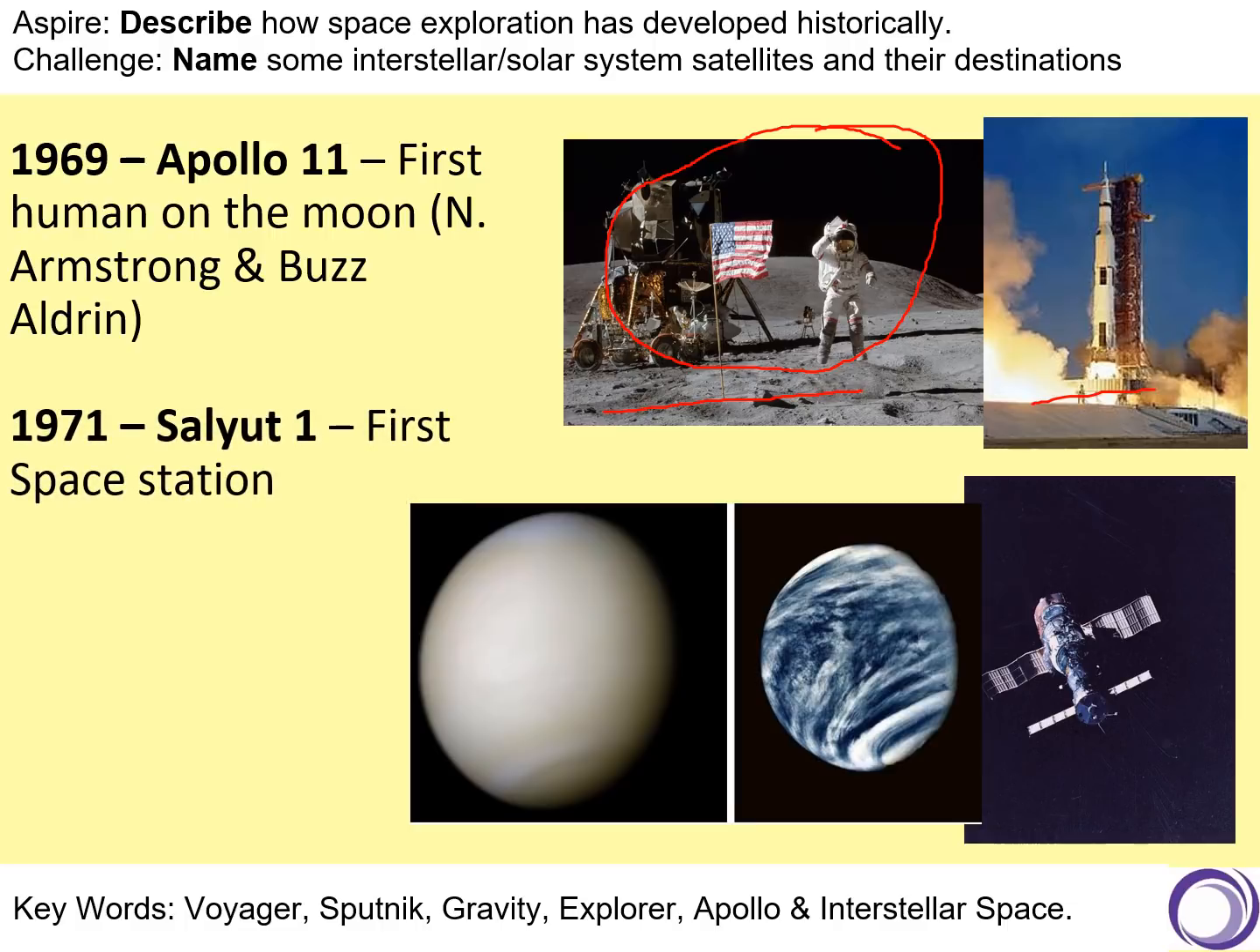By 1971, just 2 years after we put people on the moon, we had our first space station, called Salyut 1. That was Russian made. So that was our first space station. And then we've got this beautiful image of Venus.